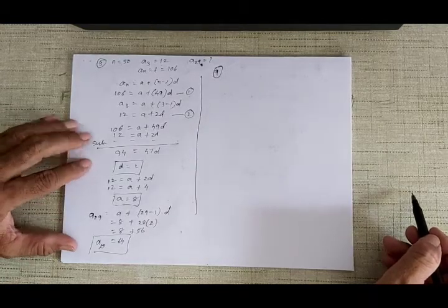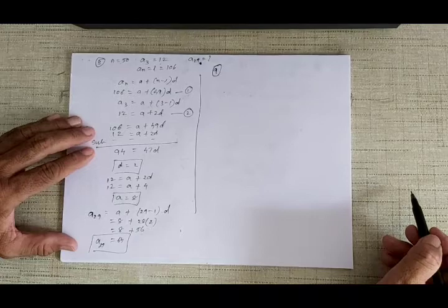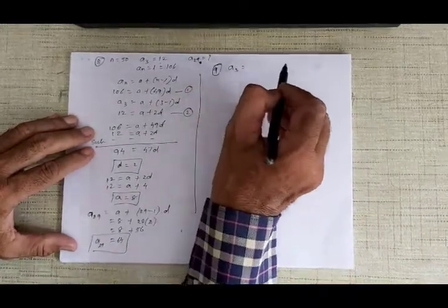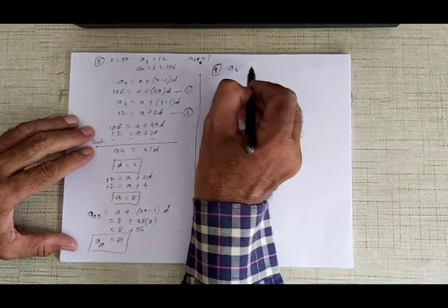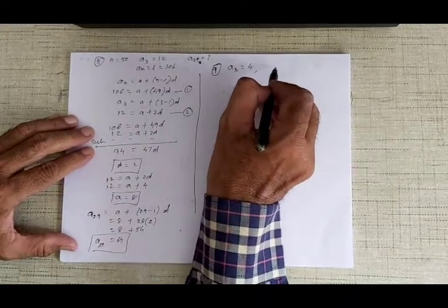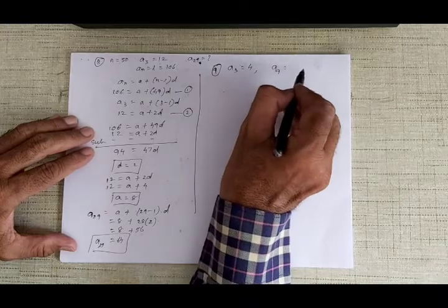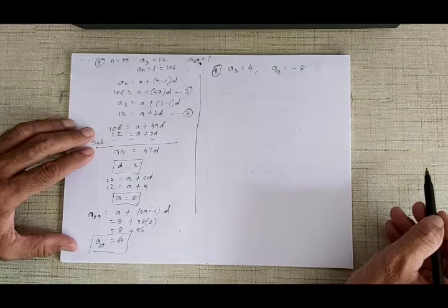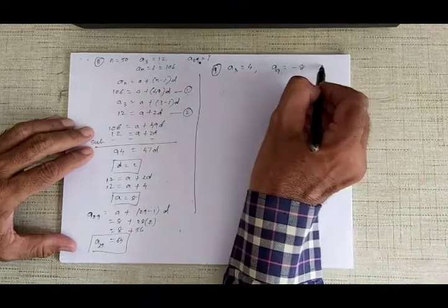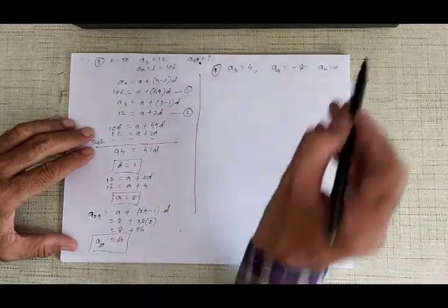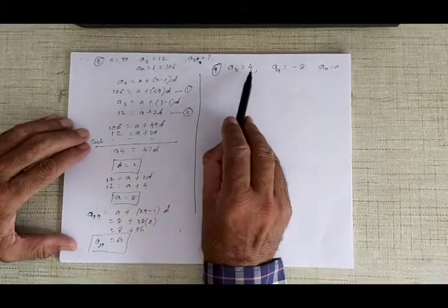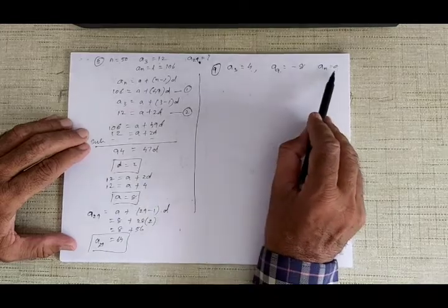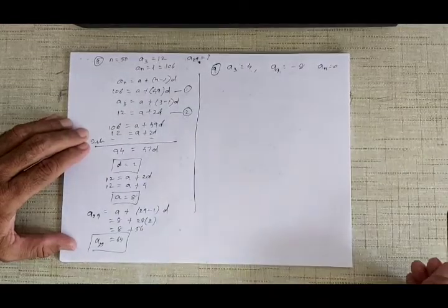If the third and the ninth term of an AP are 4 and minus 8 respectively. So the third term of an AP is 4 and the ninth term of an AP is equal to minus 8. Then which term of the AP is 0? a of n is 0. Once again, what is the question? If the third term of an AP is 4, the ninth term of an AP is minus 8, then which term is 0? a of n is equal to 0.